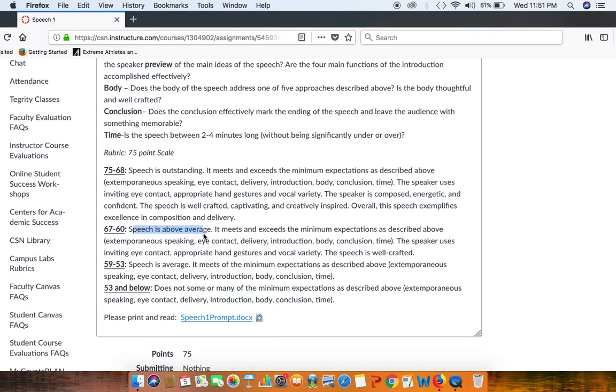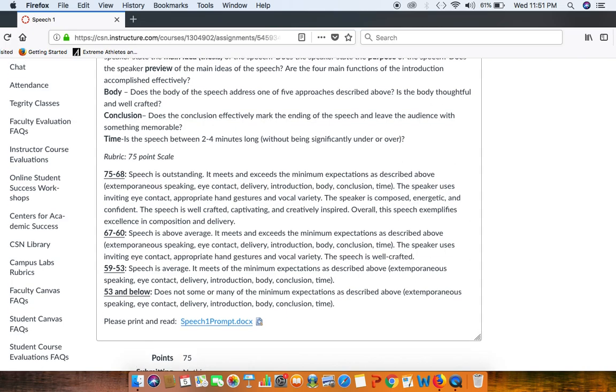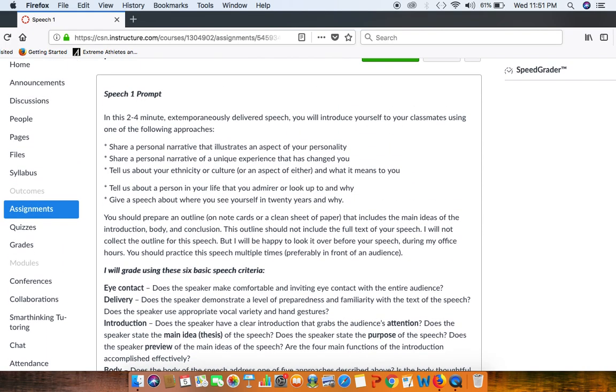A B is above average, right? It's a good grade. It would meet and exceed the minimum expectations as described above, right, in those various areas. The speech would be well crafted, and would meet and exceed the minimum expectations. And then the C, of course, the speech is average, right, in those various areas. And then D and below, right, it would not meet those minimum criteria, right, for time, eye contact, body, delivery, conclusion, right? So that's what I'm looking for in speech 1.